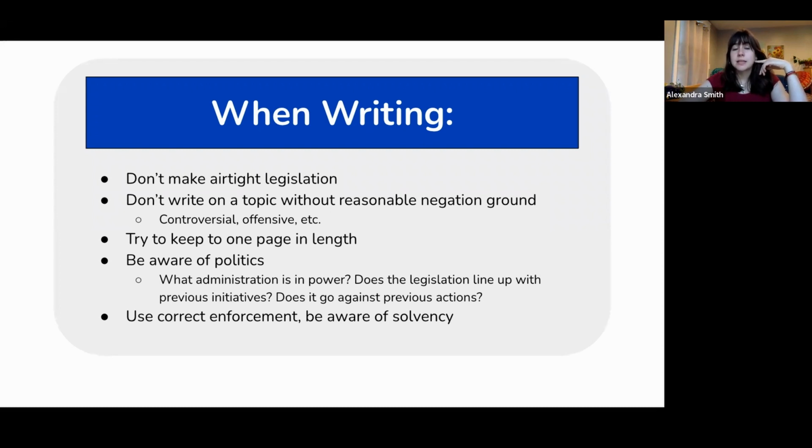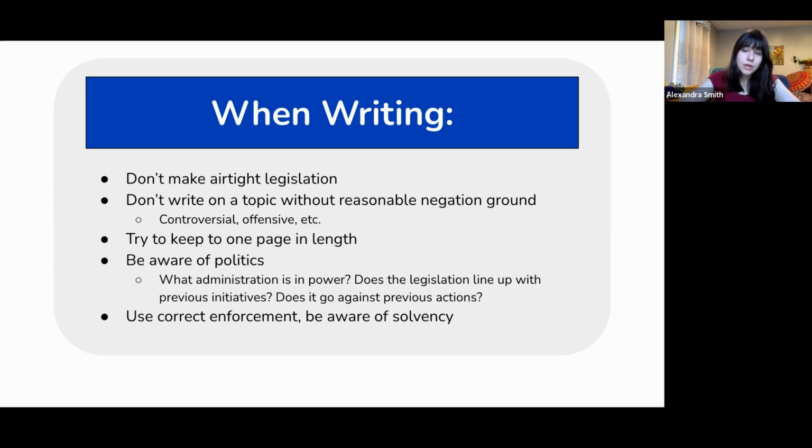Also avoid anything really controversial or offensive. Don't introduce controversial, offensive legislation that no one wants to advocate for. For example, there was legislation at a tournament that was talking about killing everyone over the age of 60. Some of your judges are going to be over 60. Do you just think about things before you write them, you know? Try to keep the legislation 1 page in length. That's not a hard maximum.